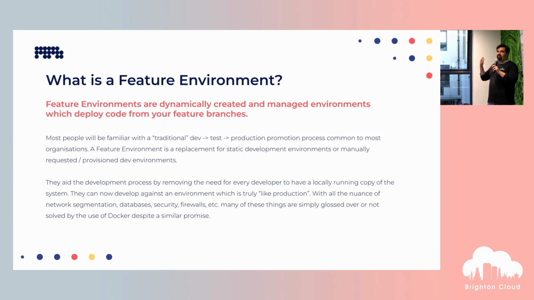When Docker started to gain traction, people were like, oh, you can run your app like it's in production. And those people are dumb because they forgot about things like network segmentation, firewalls, security, databases, like all that stuff, right? There's a lot more to what happens in production than just the app. And so a feature environment gives you all of that in one place in a way that you know it's configured and works the same as your production environment.